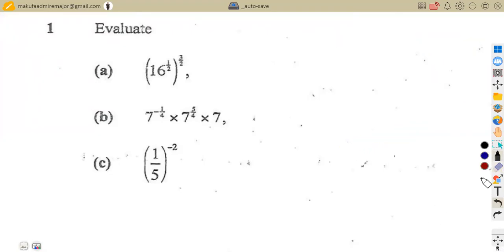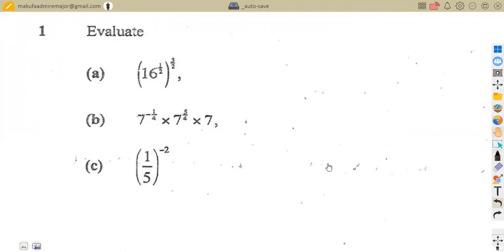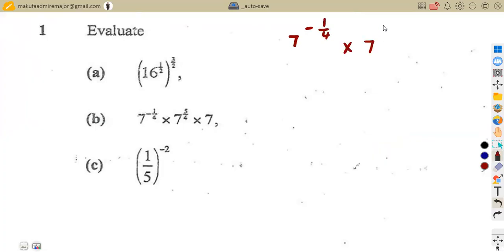All right, so that was the first part of our question. The second part, which is B, is 7 to the exponent of minus 1/4 multiplied by 7 to the exponent of 5/4 multiplied by 7. So this is raised to a certain power.